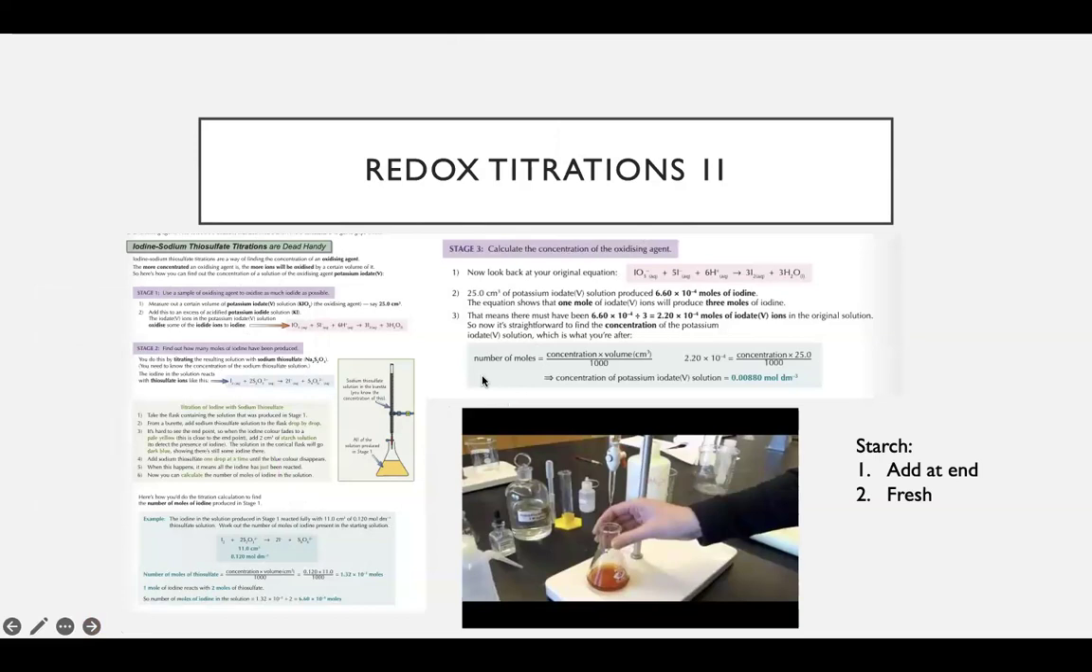This is another one that you all need to know about, and it relies on the reaction between iodine and thiosulfate. I'm just going to draw out this equation so it's more clear for you. I2 plus 2S2O3, so this is thiosulfate, goes to 2I minus plus S4O6 2 minus.